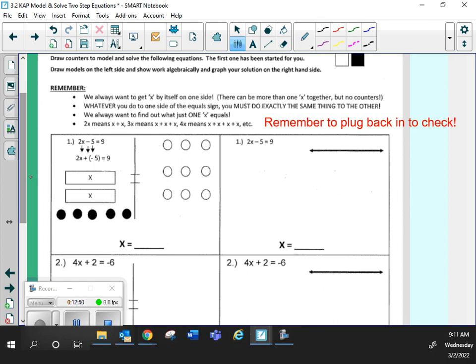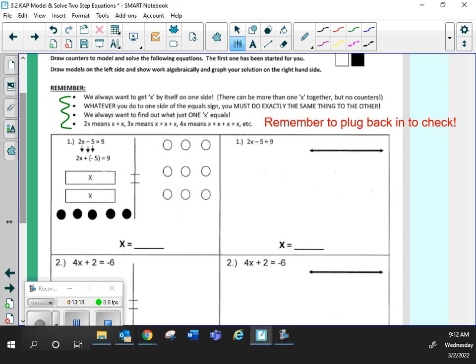So, remember our goal when we're solving equations is that we always want to get x by itself. We want to isolate x. We use inverse operations to undo things. So the inverse operation of subtraction is addition, and the inverse of multiplication is division, they all undo each other. Whatever you do to one side of the equal sign, you must do to the other. We always want to find the value of just 1x.